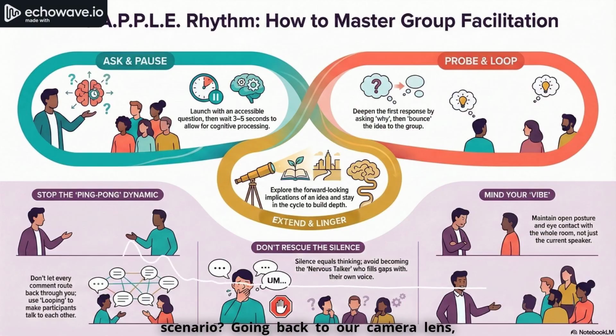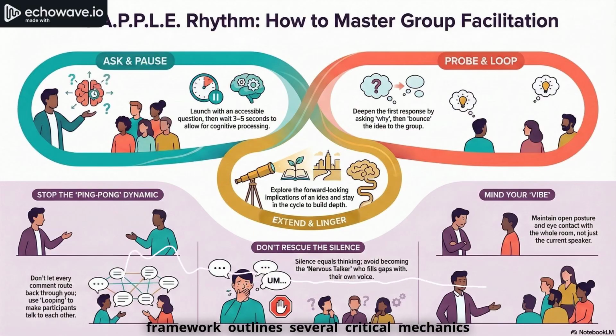Going back to our camera lens, if probing was zooming all the way in to see the texture, extending is panning the camera all the way out to see the entire landscape. Perfect analogy. You want to see what surrounds the idea, how it interacts with the broader world. Yes. Both the vertical depth of the probe and the horizontal breadth of the extend are necessary. But what makes this framework so powerful is that these verbal mechanics do not exist in a vacuum. Right. The psychological safety of a room is dictated just as much by physical presence as it is by the words being spoken.